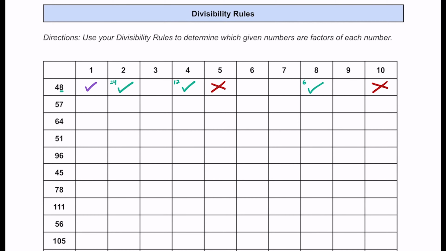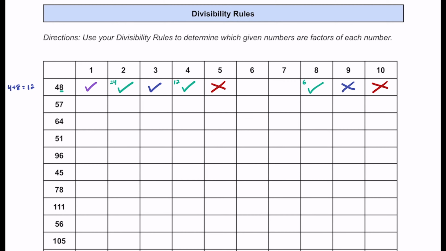Next, we're going to go ahead and check the rules for 3 and 9. So for 3 and 9, just add the digits. So 4 plus 8 is going to be 12. You just add the numbers together. And 3 does go into 12 evenly, so check it off. Does 9 go into 12 evenly? And 9 does not go in evenly, so 9 does not work.